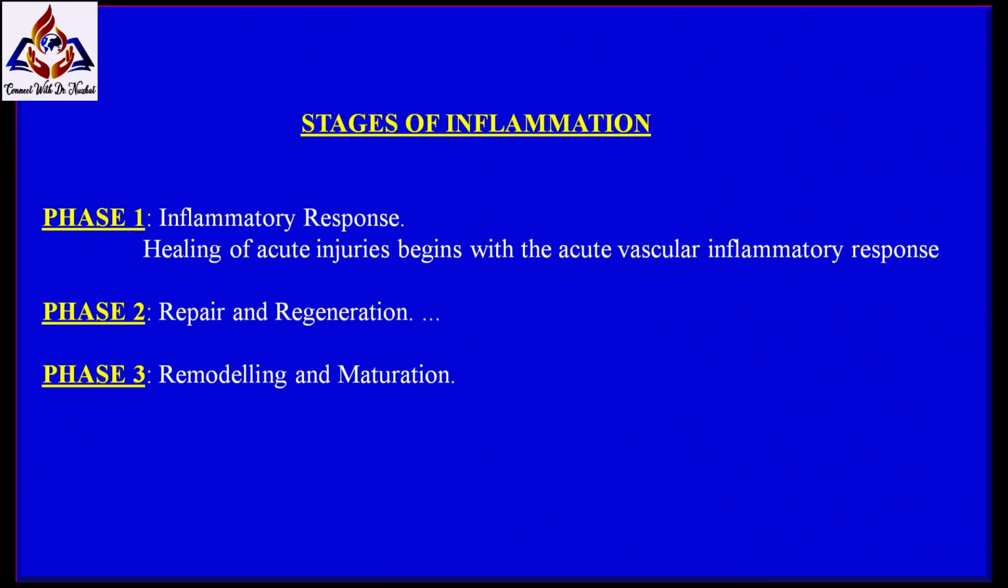What are the three stages of inflammation? The three stages of inflammation are phase 1, phase 2, phase 3. In phase 1, the inflammatory response, healing of acute injuries begins with the acute vascular inflammatory response. In the second phase, repair and regeneration. In the third phase, remodeling and maturation.